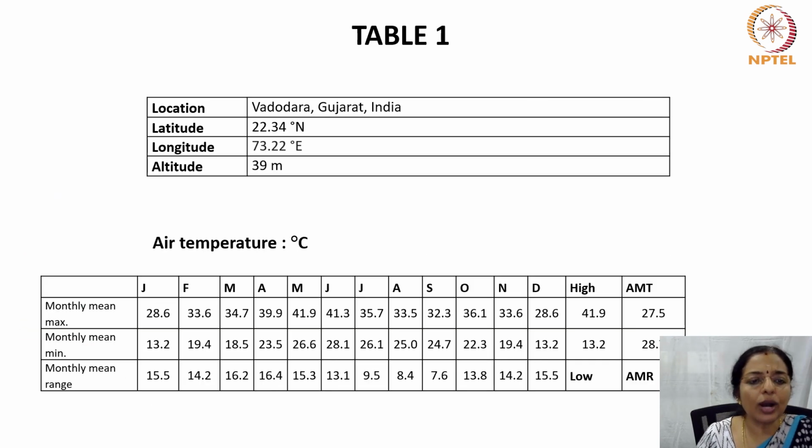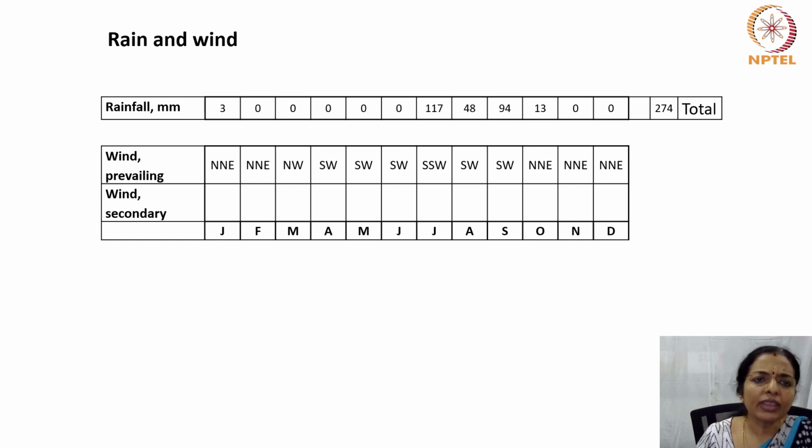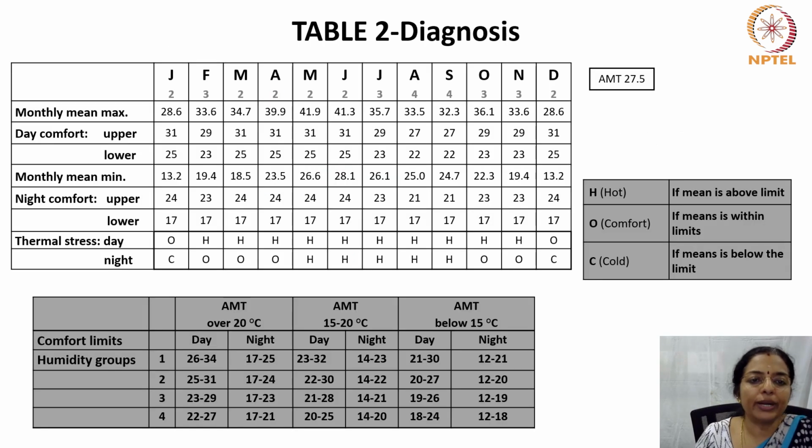After filling this in the table, I have calculated the AMT and AMR and I have calculated the high and low here. I have also noted the monthly mean maximum and monthly mean minimum relative humidity, calculated the average relative humidity and entered the humidity group. Say I have entered 2 because this falls in this category, and so on. Like how I had demonstrated for Chennai, I have done this for Vadodara also. I have entered the rainfall and the wind direction and done the diagnosis.